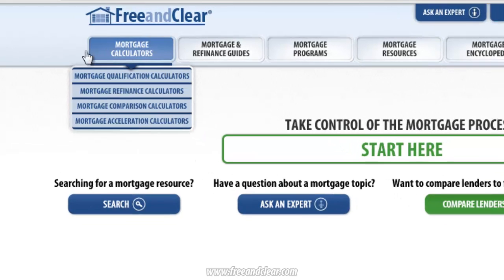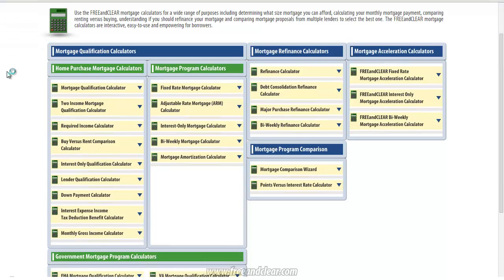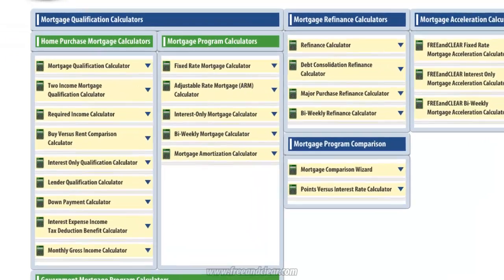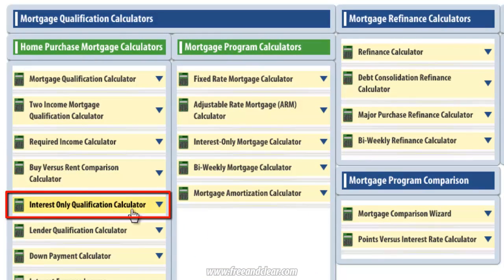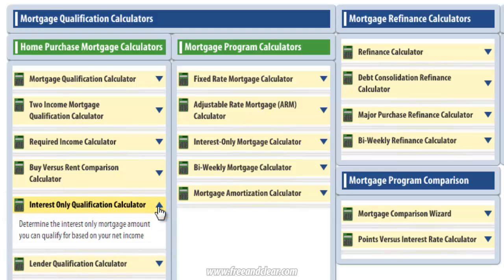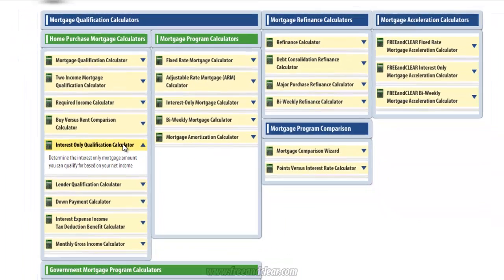To find the interest-only mortgage qualification calculator, simply click on the Mortgage Calculators tab on the top left of any page on freeandclear.com, and that'll take you to a list of all the calculators available on Free and Clear. The interest-only mortgage qualification calculator is listed under Home Purchase Mortgage Calculators, and if you click on the triangle to the right of the calculator title, it reveals a brief description of the calculator. I'm going to go ahead and click on the link, and that'll take us to the calculator page.